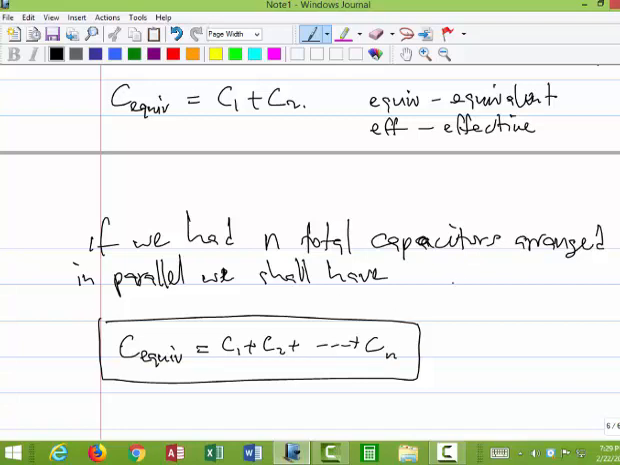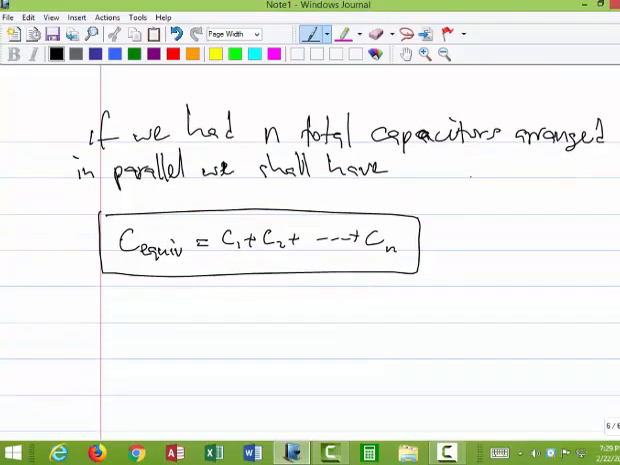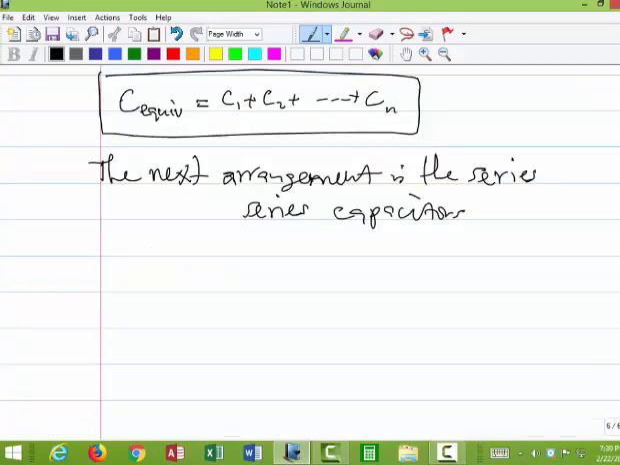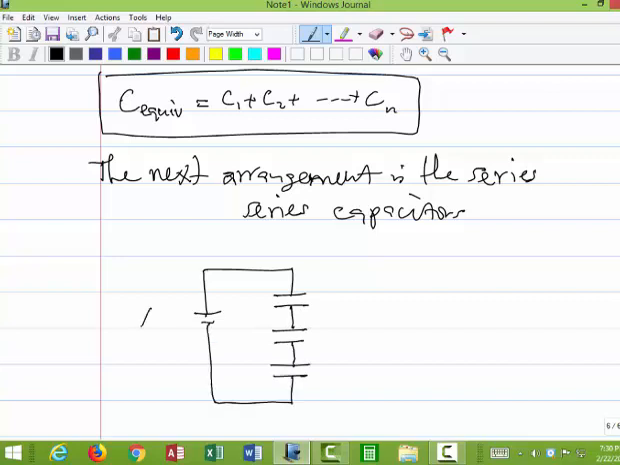Let's do one more before we go, the series capacitors. Hopefully we can do the virtual lab on capacitors today, so that's why I want to finish this. So we have a battery again, and we arrange capacitors in series this way. Series just means we are connecting them end to end. The battery again is delta V, the potential difference. This is C1, C2, and C3.